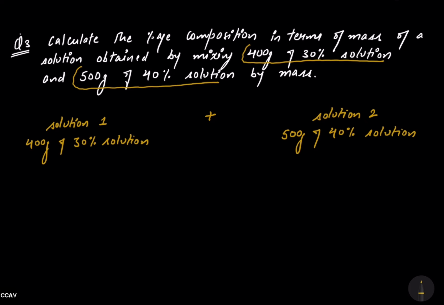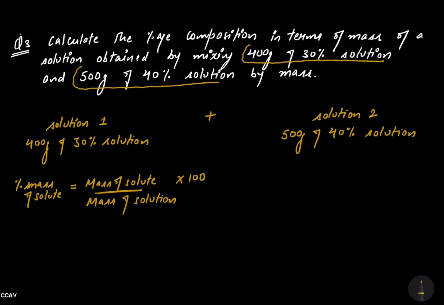Let me write the formula of the mass percentage. The percent mass of solute will be equal to, obviously, the mass of solute divided by the mass of solution into 100. So what's the percentage of solute given in solution number 1? It's 30%. I'm writing 30 over here.